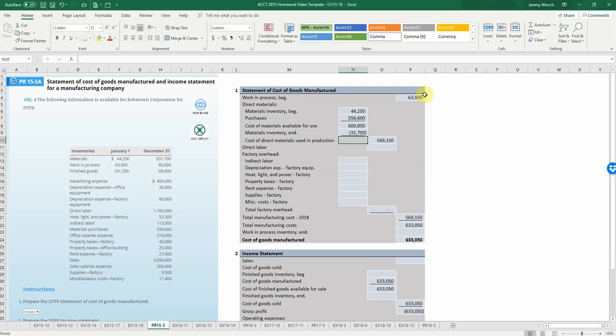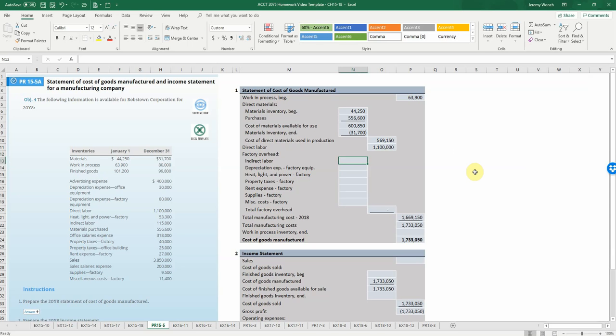So with work in process, we started with 63,900, and now we transferred in from our materials account 569,150. What else goes to work in process besides direct materials is direct labor and overhead, to get us the total amount. The direct labor amount is given to us at 1,100,000. And then we just need to add in our factory overhead.